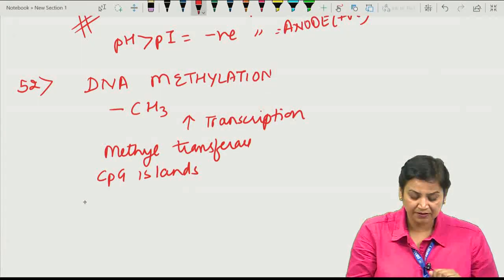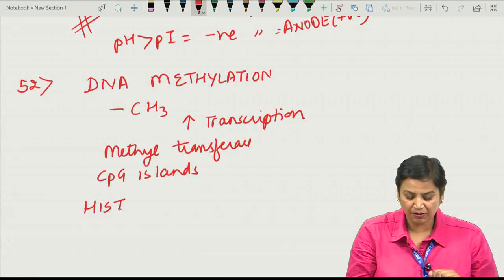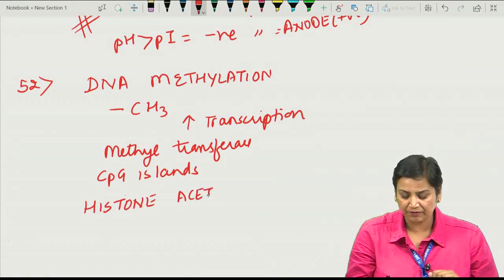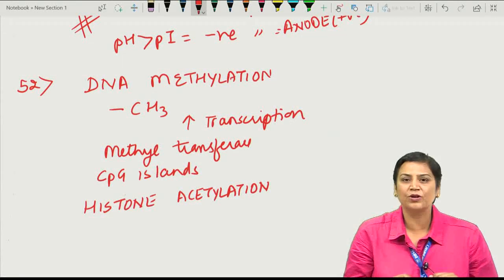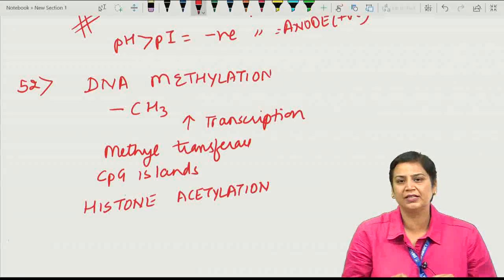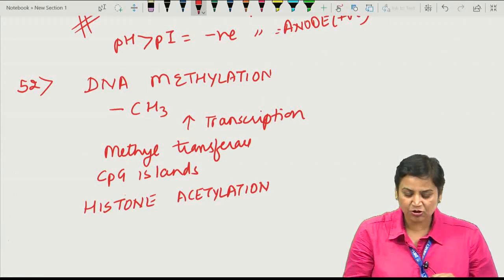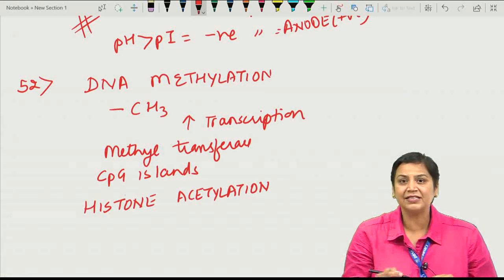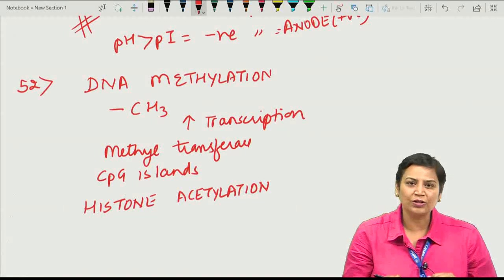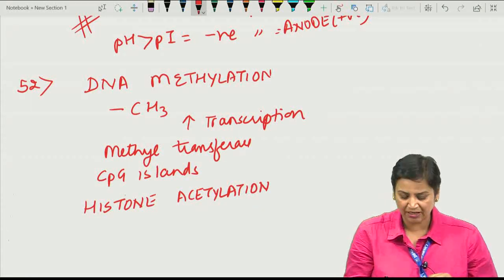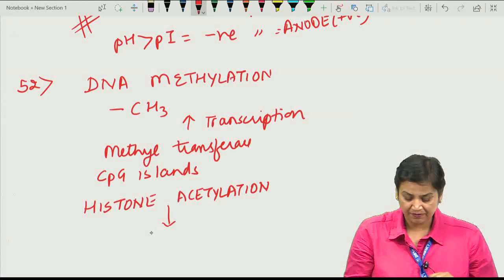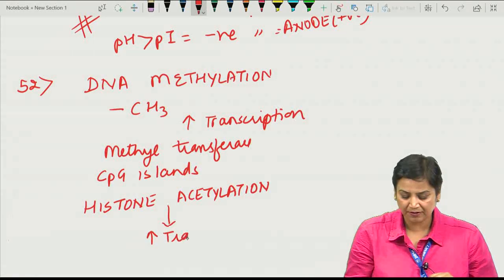The second example is histone acetylation. In the previous question, we have already discussed this histone acetylation in detail. Histone acetylation means they are acetylating the residues so that DNA comes out of the vicinity of the histones and it can activate transcription.